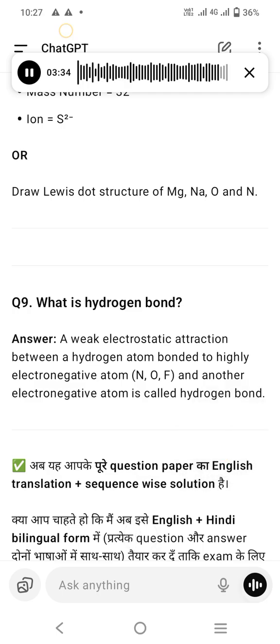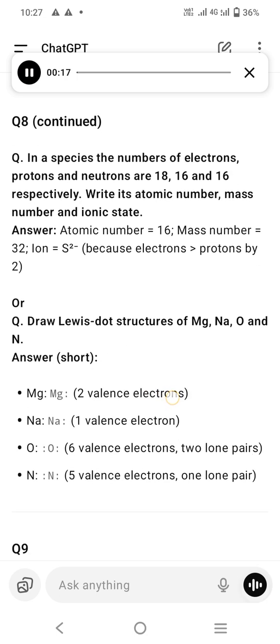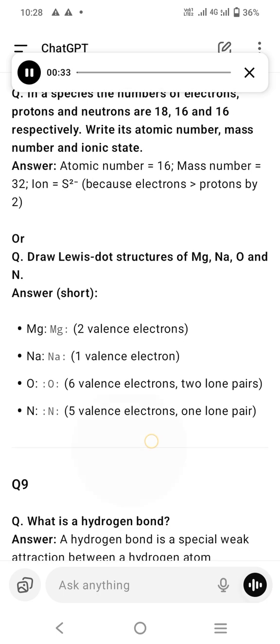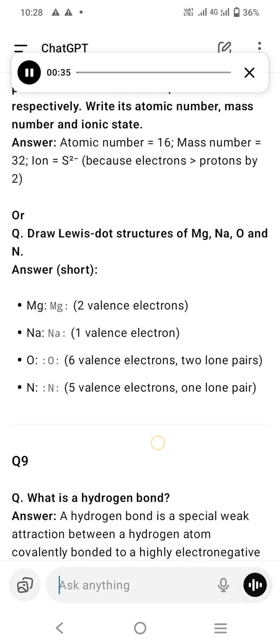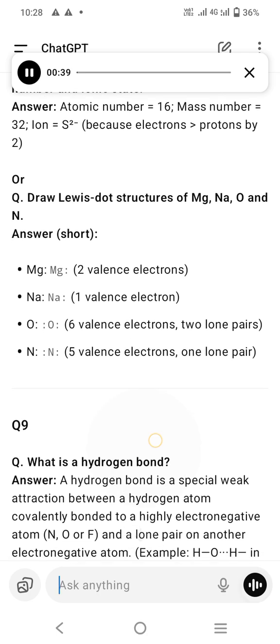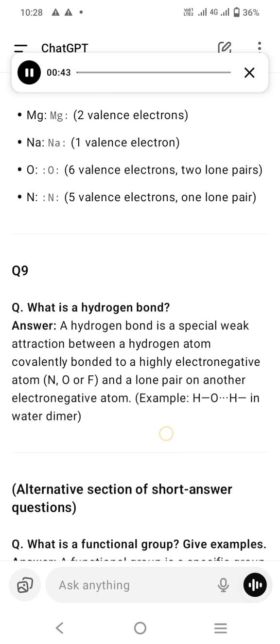Question paper. Electrons are 18, protons 16, and neutrons 16 respectively. Write its atomic number, mass number, and ionic state. Answer: atomic number equals 16, mass number equals 32, ion equals S2-, because electrons exceed protons by 2. Or, draw Lewis dot structures of Mg, Na, O, and N. Answer: Mg, 2 valence electrons; Na, 1 valence electron; O, 6 valence electrons, 2 lone pairs; N, 5 valence electrons, 1 lone pair.